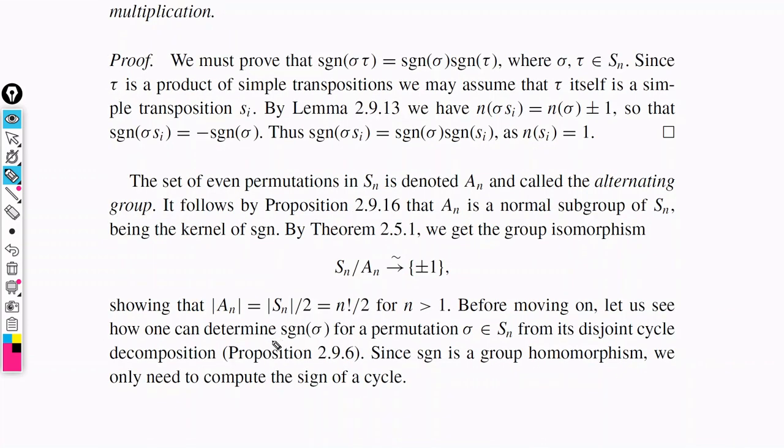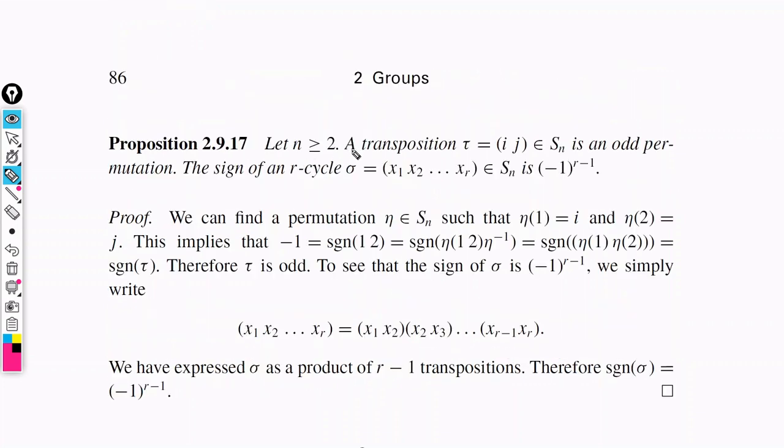Next we will see how to find sign of sigma from its disjoint cycle decomposition. Let n greater than or equal to 2. A transposition tau equal to (i j) belongs to Sn is an odd permutation. That means a transposition is always odd. The second result is the sign of an r cycle (x1 x2 ... xr) is minus 1 raised to r minus 1.